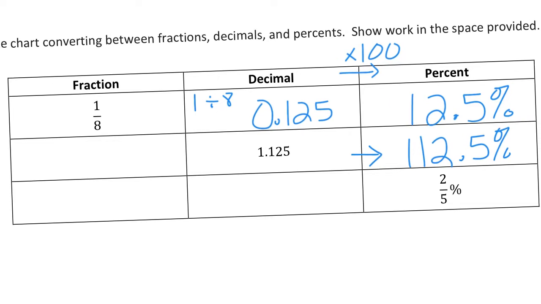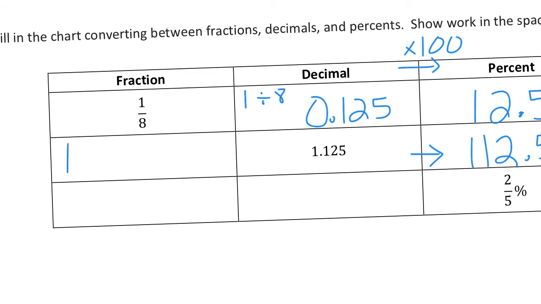Now to change that one to a fraction, 1 and 125 thousandths. So you say it just the same as a fraction, but then you just plug that fraction into your calculator and hit equals, and it will simplify for you. And so you get 1 and 1/8.